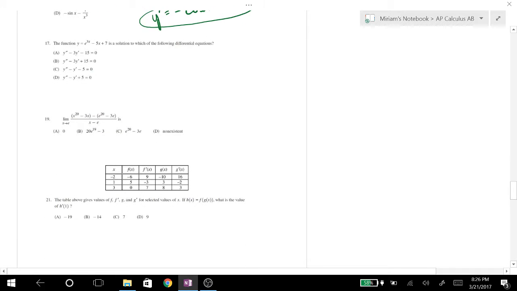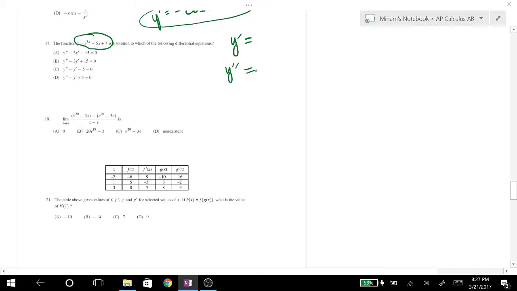The reason why I put number 17 here is, although this is for differential equations, you can do it because you know how to get the derivative of functions. So what you need to do is look at y. You need to get y prime and y double prime, and you need to see whether it fits A, B, C, or D.